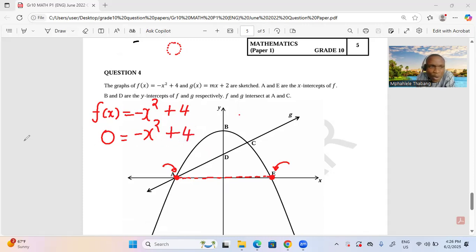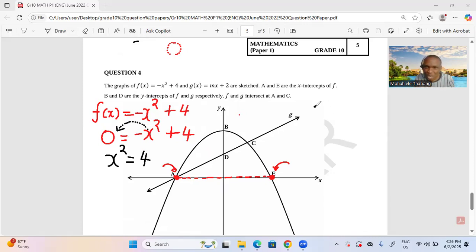What can you do now? Now you take negative x squared to the left-hand side. You now have x squared equals 4. You have to solve for x. What now do you do? Simple. Put the square root on both sides.